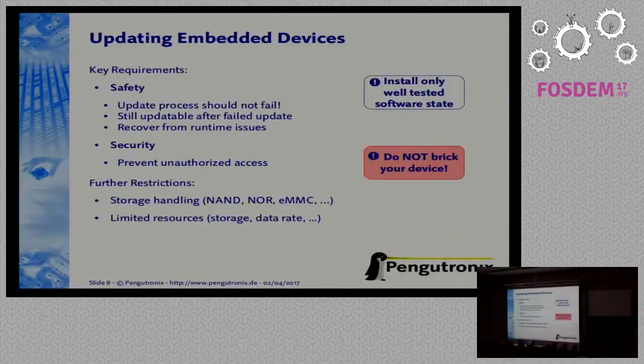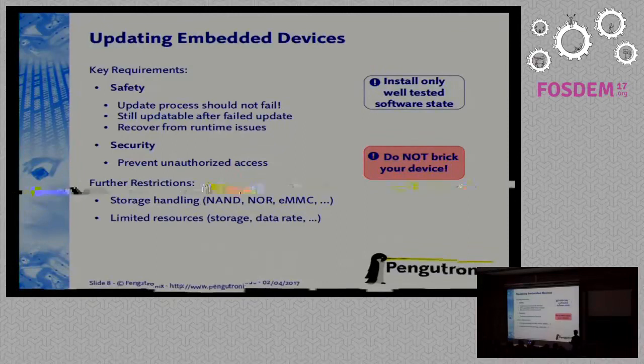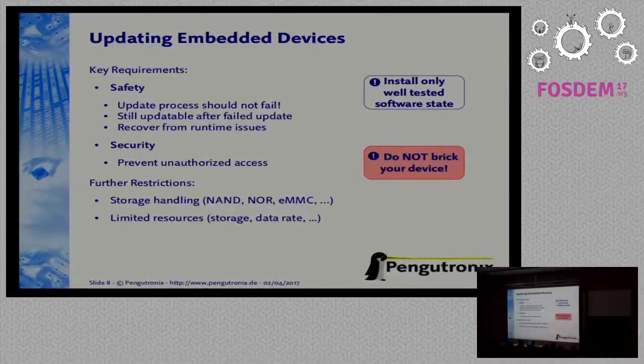So what are the key requirements for updating an embedded system? First of all, the update process itself should not fail. And in case it does fail, the system itself should still be in a state where it can be updated. And you also want to recover from runtime issues when your system suddenly stops. Then there should be some mechanism that reboots the device and brings it back into a state where it's still operating.